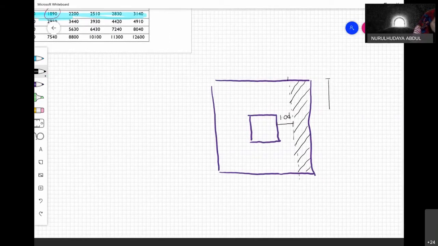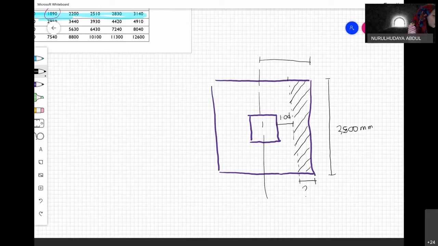So for this area, we know that this one is 2,500 mm, the size of our pad foundation. But this length we don't know. So how are we going to find that width? We know that half of the foundation is 2,500 divided by 2, which is 1,250.